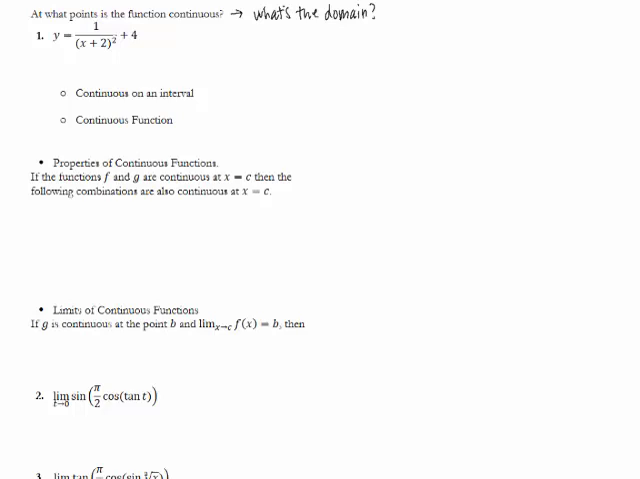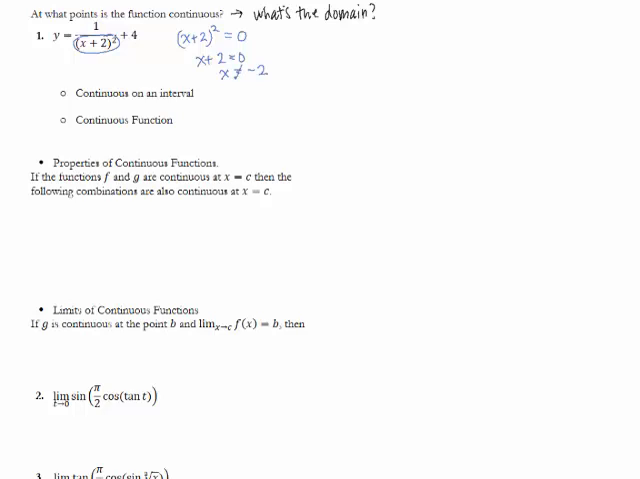And hopefully from your previous studies in math you realize that if there's a denominator, this denominator, which is x plus 2 squared, cannot be equal to 0. So if we find where it is equal to 0, we take those points out. We can find the domain of the function. So first we would take the square root. Square root of both sides means that x plus 2 equals 0, and then solving for x means that x equals negative 2. So everywhere except at negative 2, this function is continuous.